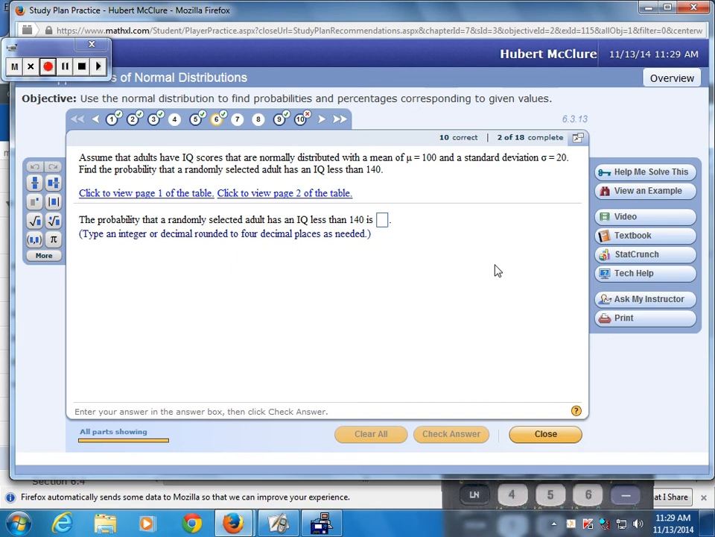All right, read that one. Yeah, I'll read it to you because I'm not going to blow it up. Assume that adults have IQ scores that are normally distributed with a mean of 100 and a standard deviation of 20. So go ahead and draw your picture out. Be 120, 140, 80, 60. Find the probability that a randomly selected adult has an IQ of less than 140.